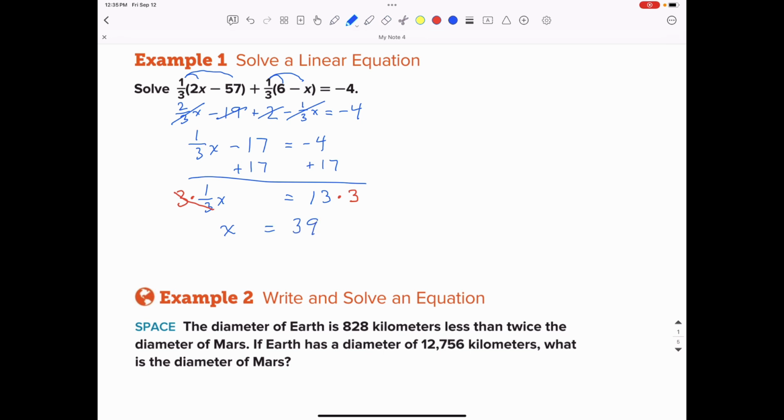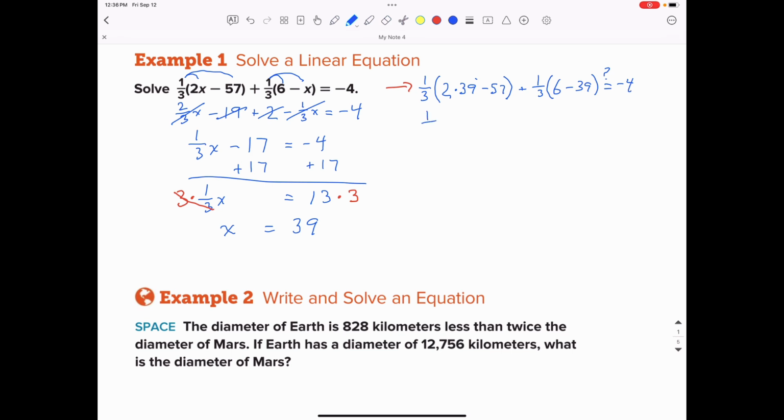And remember what we're finding here. We're finding the values of x that would make the original problem a true sentence, and we can check that by replacing all of the x's with 39 and showing that it does give us a true statement. So if I were to do that, I would have 1/3 times 2 times that 39 in place of x minus 57, and add to that 1/3 times the quantity of 6 minus that 39, and it should equal -4.